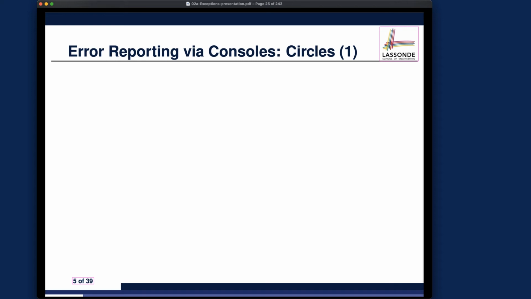Let's now go over two examples of error handling. One involves a call chain of size 2, two method calls, and the other involves a call chain of size 3, three method calls. Let's see the first one.